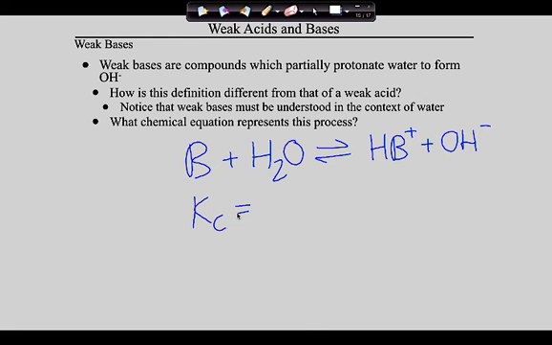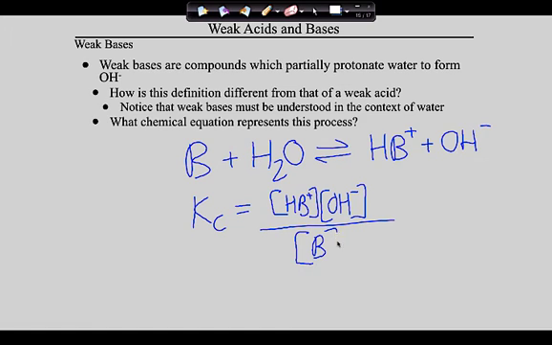So now, guys, let's write the Kc expression for this. What's the Kc expression going to be? HB plus, OH minus, what goes on the bottom? B. What about the water? No. The water is a pure liquid. Therefore, it does not go in the denominator. Guys, find it on the AP equation sheet. Do you see it? You guys good?